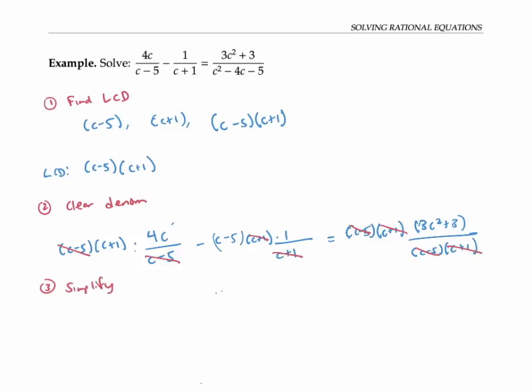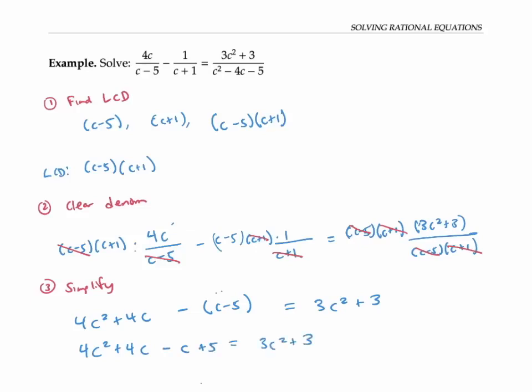So I get, let's see, c plus 1 times 4c, that's 4c squared plus 4c. Now I get minus, just c minus 5. And then over here I get 3c squared plus 3. I can rewrite the minus quantity c minus 5 as minus c plus 5.